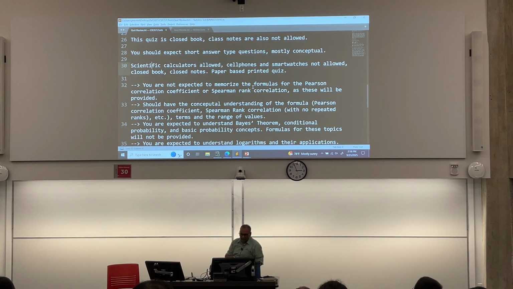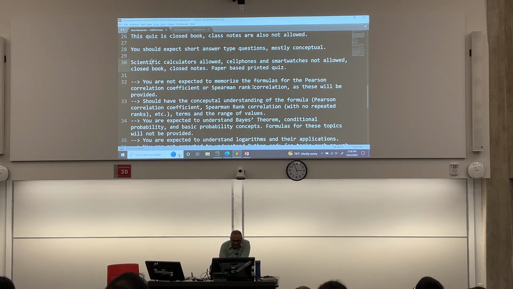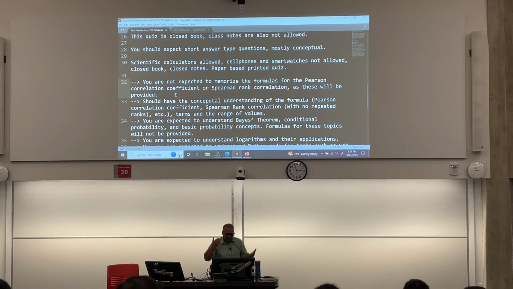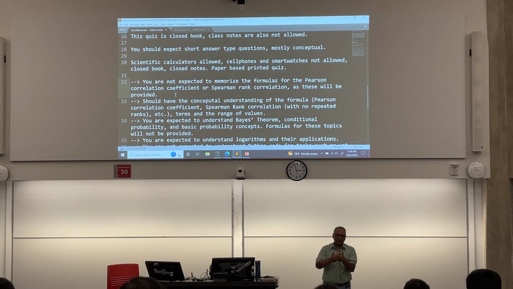Now there are some things about what you are expected to know, but it is not possible to discuss everything in this simple document. So I request you, if you have any questions, feel free to ask. As an example, you are not expected to memorize the formula for Pearson correlation coefficient or Spearman rank correlation, as these will be provided if I'm asking these questions.